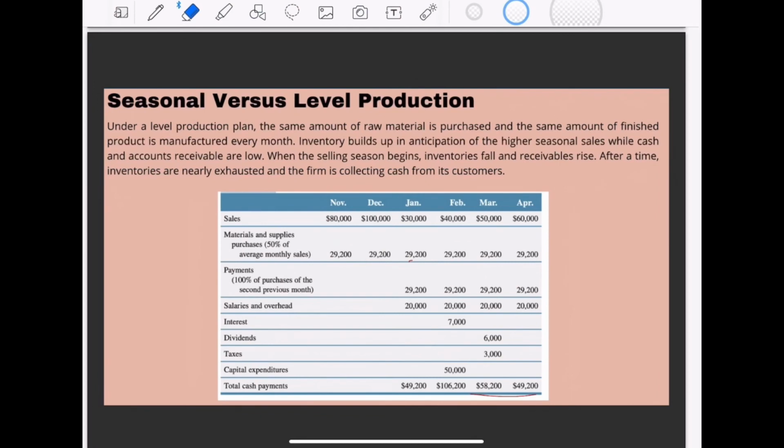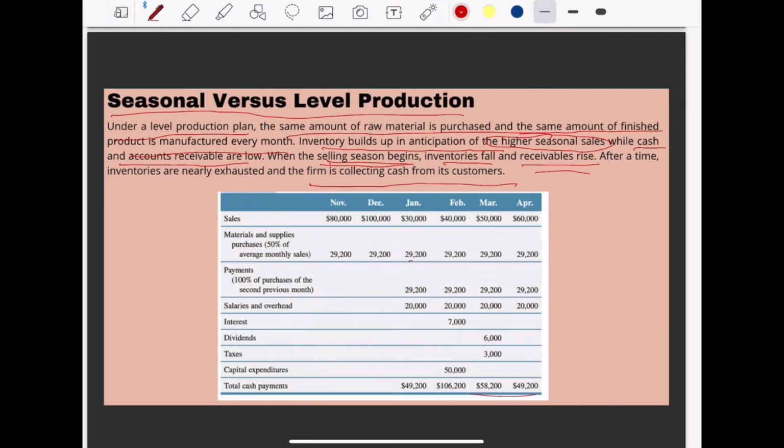Now let's go to seasonal versus level production. Under level production, the same amount of raw materials is purchased and the same amount of finished product is manufactured every month, because we project that inventory will build up in anticipation of a higher seasonal sales, while cash and accounts receivable are low that time. When the selling season begins, inventories will fall and receivables will start to rise. After a time, inventories are nearly exhausted and the firm is collecting cash from its customers.